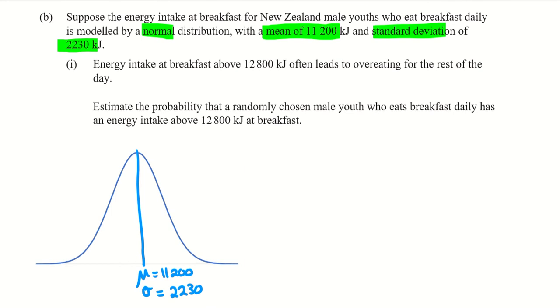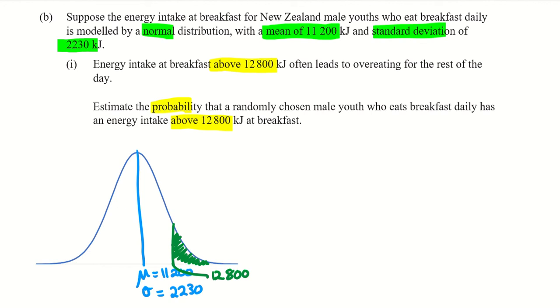Okay, now let's look at the question. So it says an energy intake above 12,800 often leads to overeating, and we want to find that as a probability that they ate above 12,800 kilojoules. So I'm going to draw a line here, and that is going to be where my 12,800 kilojoules is, and I want the probability of being above it, so I want to find that area there.